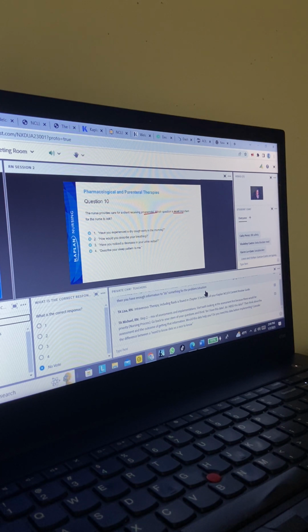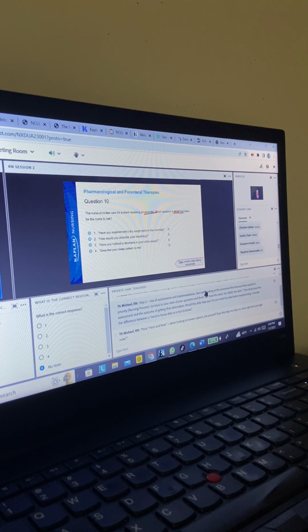So let's just evaluate each of these and do A's and I's. Number 1, have you experienced a dry cough early in the morning? 2, how would you describe your breathing? 3, have you noticed a decrease in your urine output? And 4, describe your sleep pattern to me. So they're all assessments. And is there anything up here that's psychosocial that we would eliminate? We've got cough, breathing, urine, and sleep. Those are all pretty physical. ABCs, those might help. Number 1, airway breathing. 2, airway breathing. 3, maybe a C. And 4, not airway breathing, right? Sleep pattern is not airway breathing.